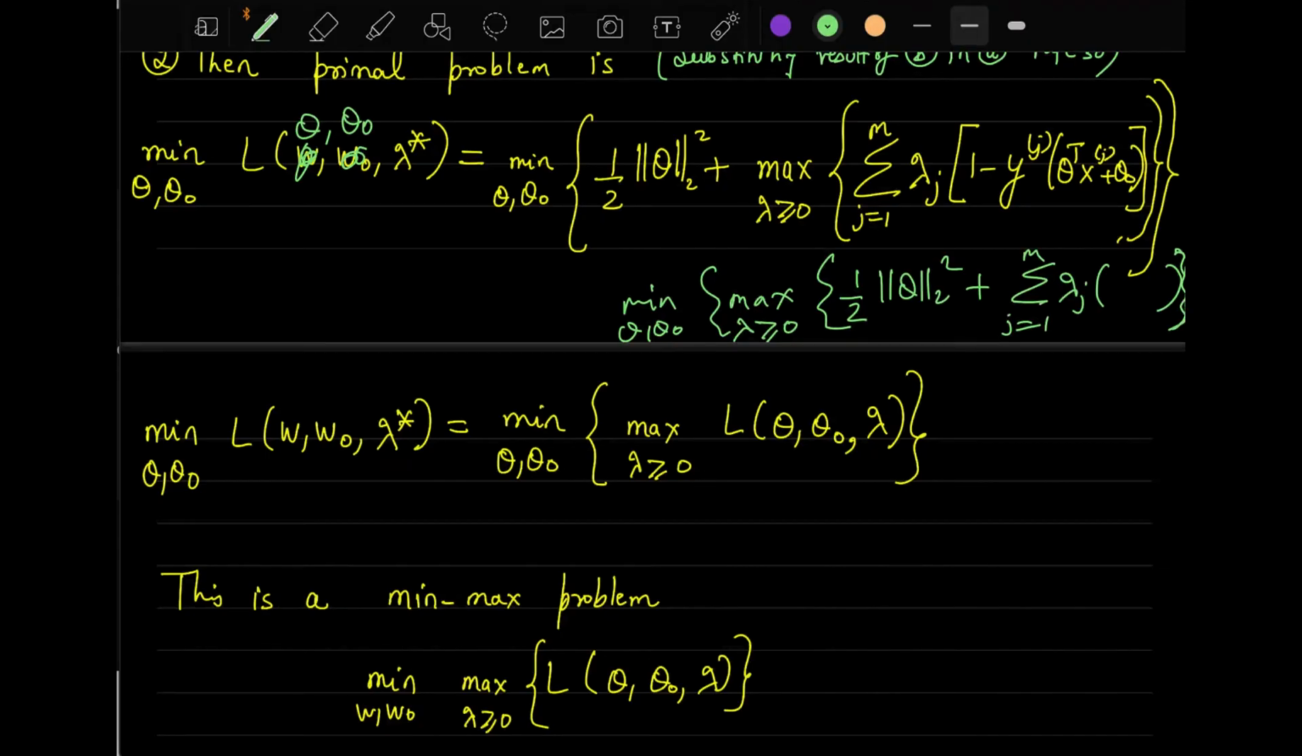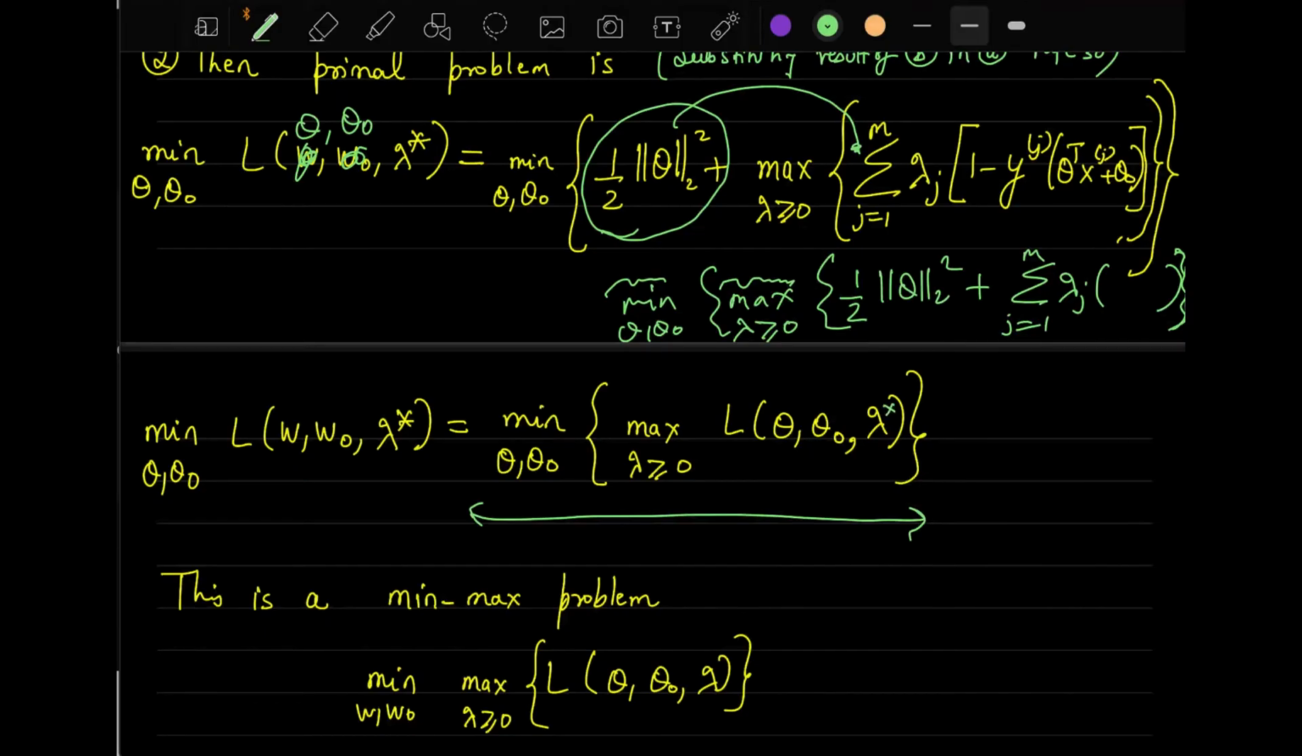Why can we do this? Because this particular expression is independent of lambda, so you can bring it inside. Your max will be on the outside followed by min. That's why you can write it like this. So this is star.